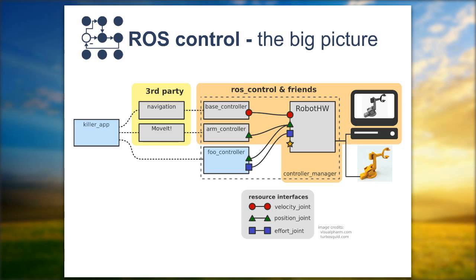If we keep moving to the left, we can see a column of controllers. Controllers are elements that make use of these resources. For example, we have a mobile base controller, an arm controller, and then we can have custom controllers. Further to the left, there's a third-party block where you can see higher level functionalities, like, for example, the ROS navigation stack or MoveIt. And then at the leftmost position, you have your actual application that brings it all together and makes sense of this whole set.